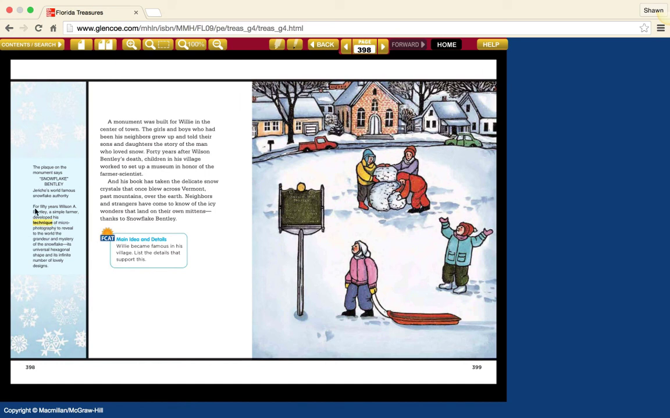So let me repeat that sentence so I understand what I'm reading. For 50 years, Wilson A. Bentley, a simple farmer, developed the technique of microphotography to reveal to the world the grandeur. The grandeur means kind of like how wonderful things are, and mystery of the snowflake, its universal hexagonal, hexagon, 6 sides, shape in its infinite number of lovely designs.